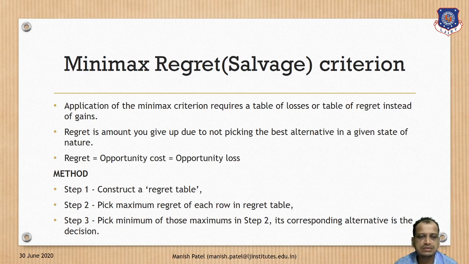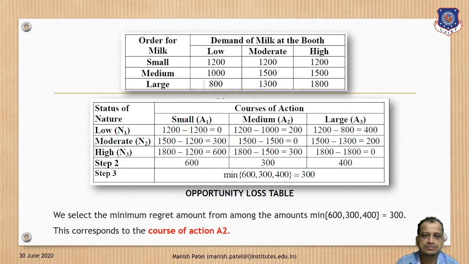In the maximum regret method, we will construct the regret table with the help of an example, and then out of this regret table you will find the maximum regret. You start with this regret table, find the maximum regrets, and out of these maximum regrets you find the minimum one, and then pick that one for the decision making. So let's see how this works out.